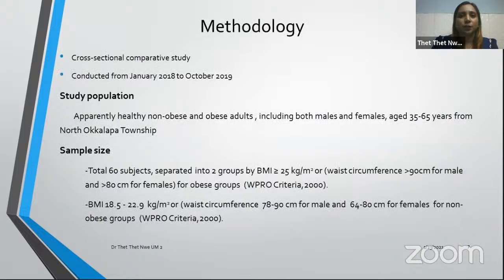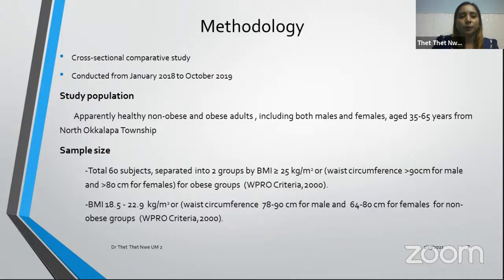Methodology. It was a cross-sectional comparative study conducted from January 2018 to October 2019. The study population is apparently healthy obese and non-obese adults, including both male and female, of age 35 to 65 years living in Oglapa Township. A total of 60 subjects were separated into 2 groups according to BMI more than 25 kilogram per meter square or waist circumference more than 90 centimeter for male and more than 80 centimeter for female for the obese group according to the WPRO criteria 2000.